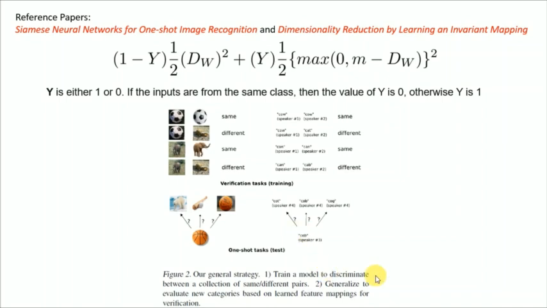So if you read the paper, you're going to see these two differences. There are two papers: Siamese networks for one-shot image recognition, and dimensionality reduction by learning an invariant mapping. There are other papers that also discuss the contrastive loss, but it's enough to read these two papers if you want to learn more about it.